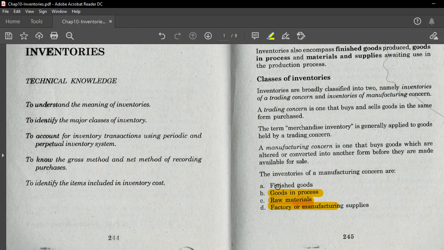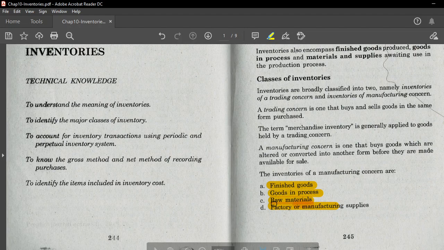And finally, the finished goods. So, from the term itself, katong nahuman na nagyod na to og buhat. So, ready for selling na siya. Pero hindi pa nabenta. Siguro na pa sa imuhang shop, naka-display. So, those are considered as finished goods. So, ito lahat ay part of your inventory. And these items are only applicable if you are a manufacturing concern.